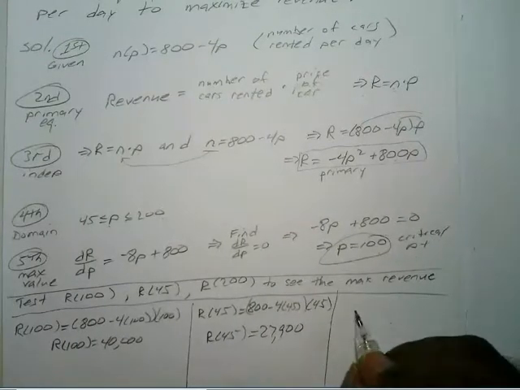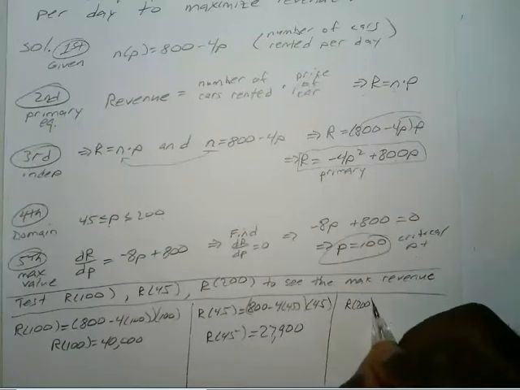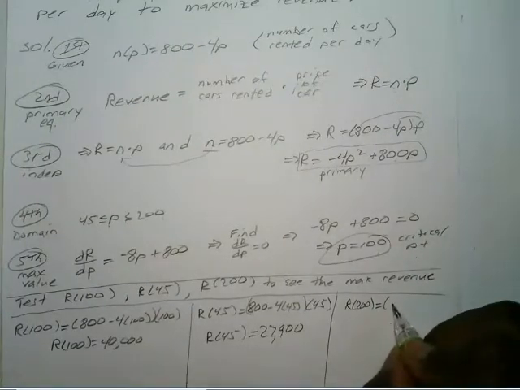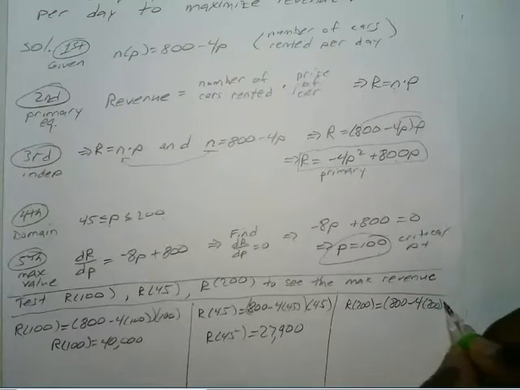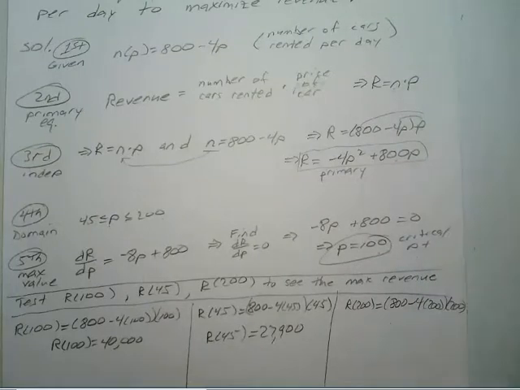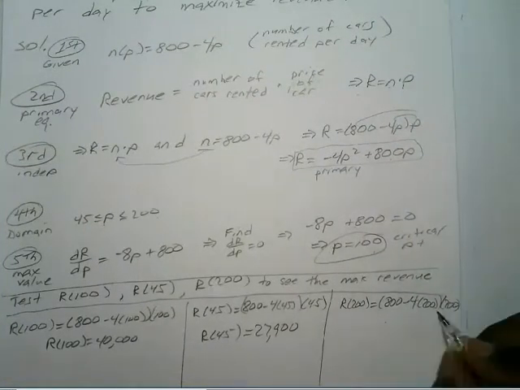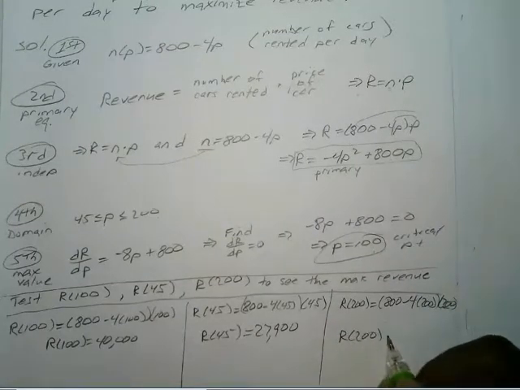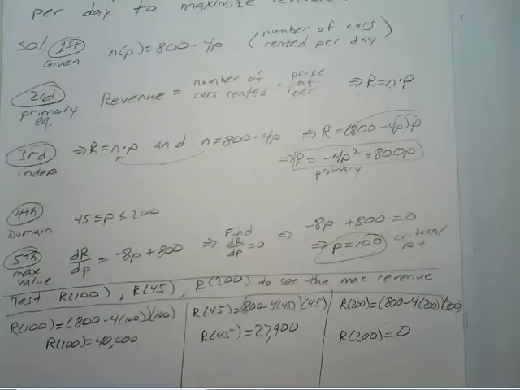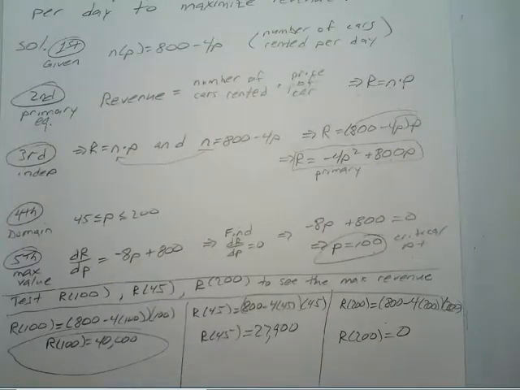Now let's try if you charge $200 each. That's going to be 800 minus 4 times 200, times 200. If you plug all that in, you actually end up with 0. You break even. So charging the absolute maximum amount isn't always the best solution. You can see here that you make more money when you charge $100 to rent the car.